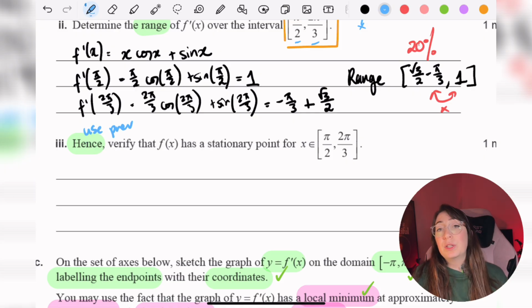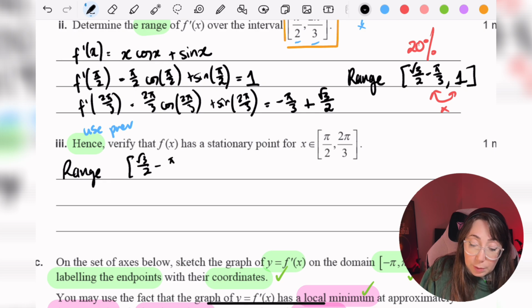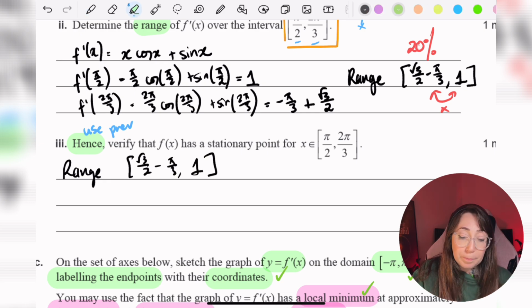You'll see that a lot of questions usually say hence or otherwise. So they're suggesting to you to use the previous part, and it's probably going to help you. But if you can't, that's okay to do it another way. In this case, that is not the case. You must use the previous part that you found. So they want us to use the fact that the range is root 3 on 2 minus pi on 3 and 1. And so we'll have a think about how that is involved.